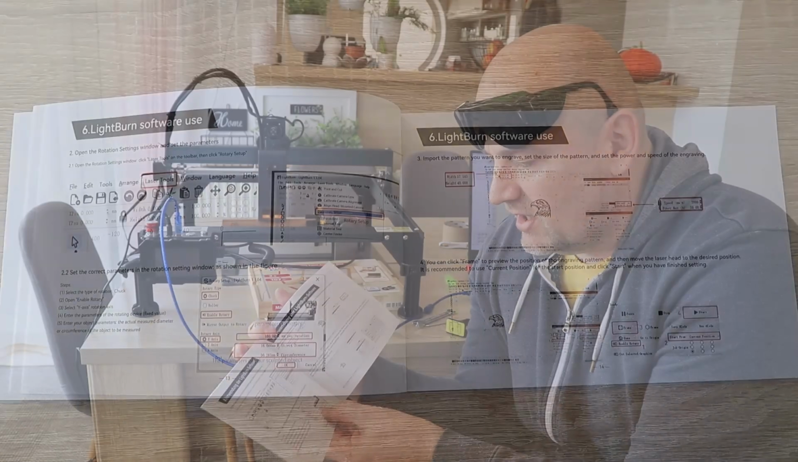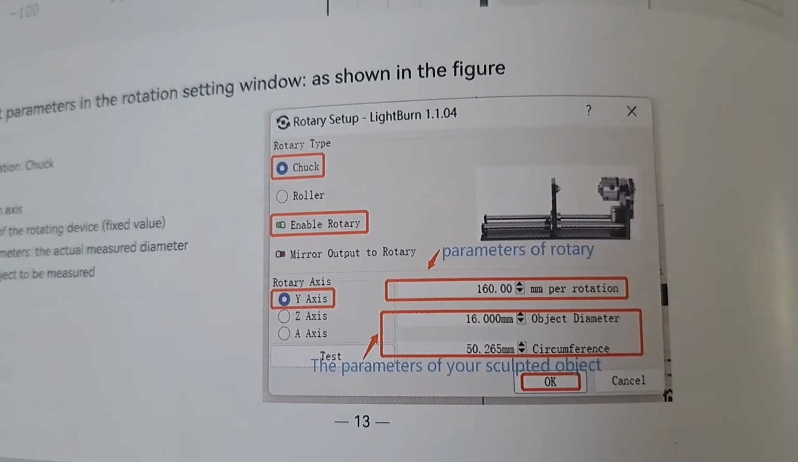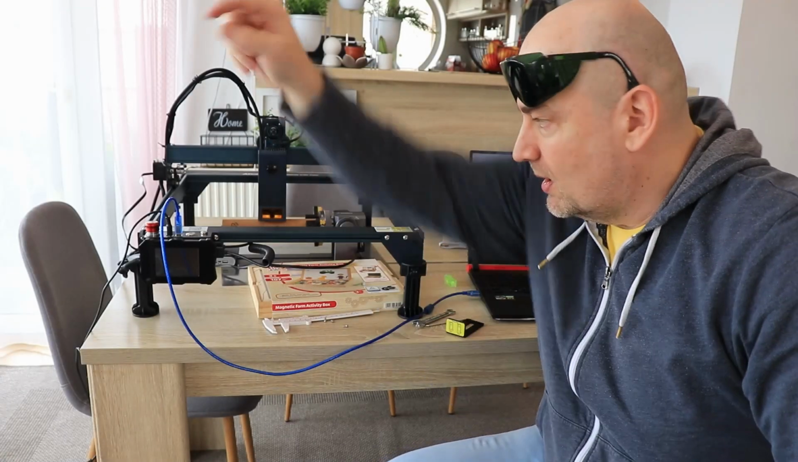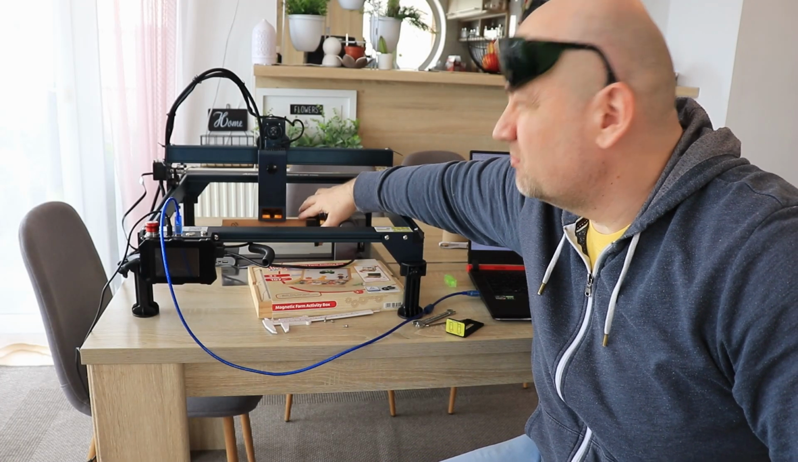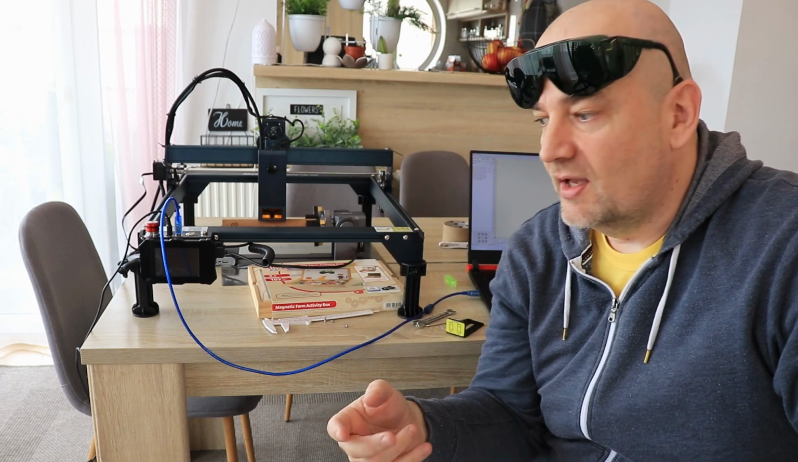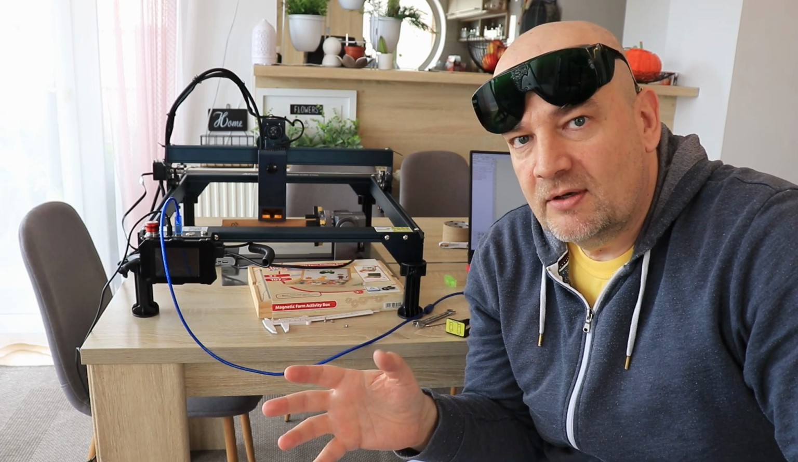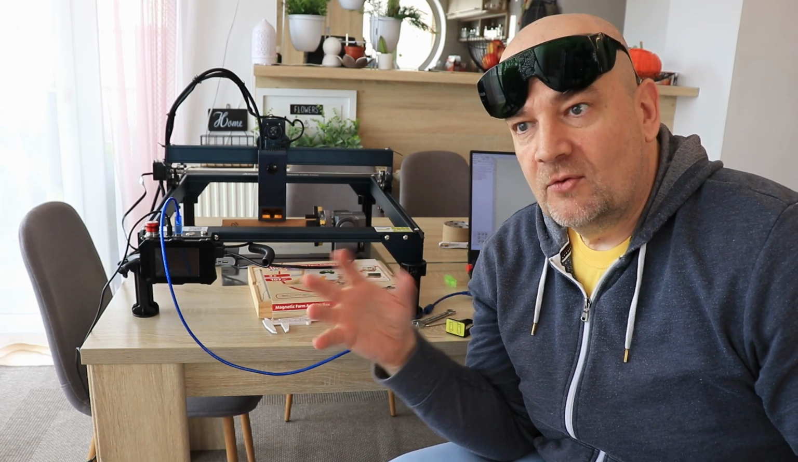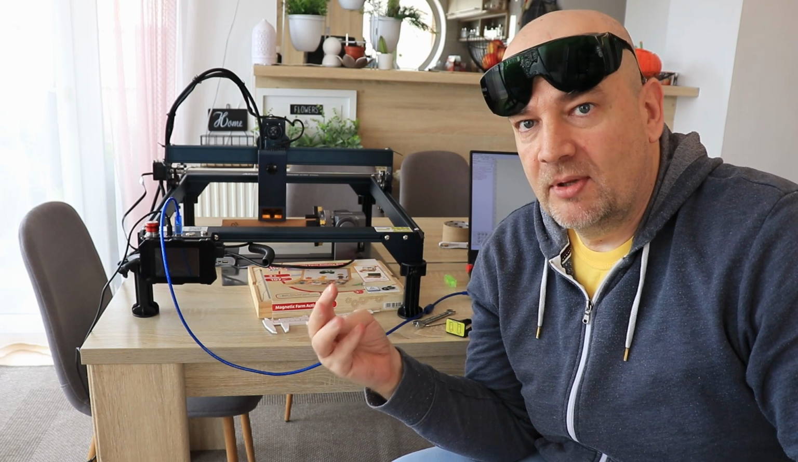I found in the specifications that it has 160 millimeters per rotation. Now, if I want to engrave something smaller, like this cylinder, which has a diameter of 28.5 millimeters, the perimeter is approximately 90 millimeters, and I have to multiply this to get that 160 millimeters in perimeter.